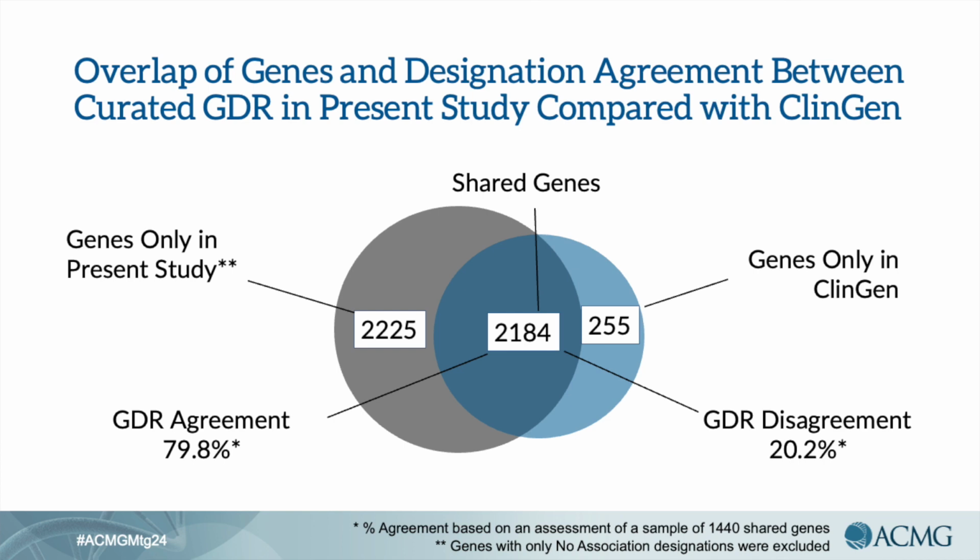But the gray crescent that you can see on the left reflects genes that are only present in this study. So they're not present in the ClinGen summary data, reflecting the value added by this scaled approach of automating the indexing with artificial intelligence techniques and massively parallelizing the curation efforts. I'll be talking about those 2 aspects on the subsequent 4 slides.